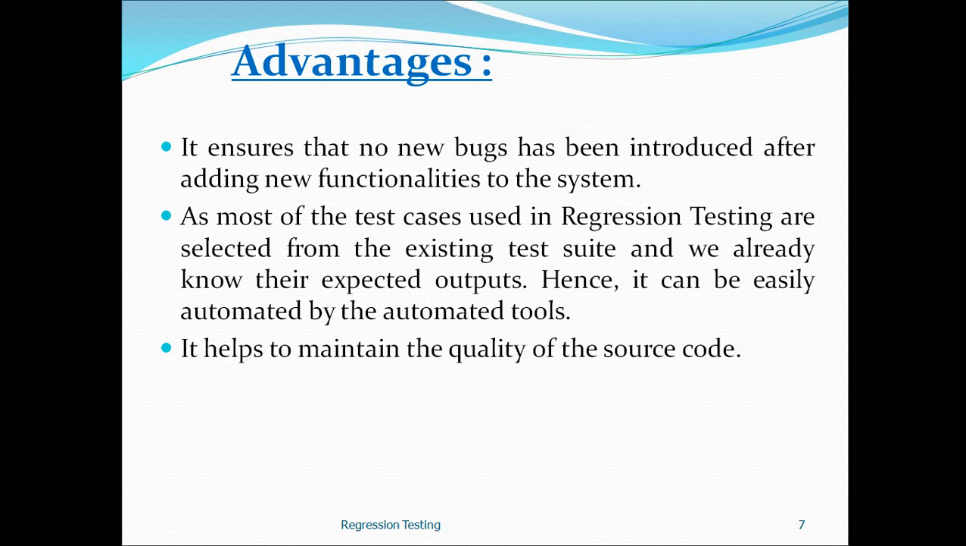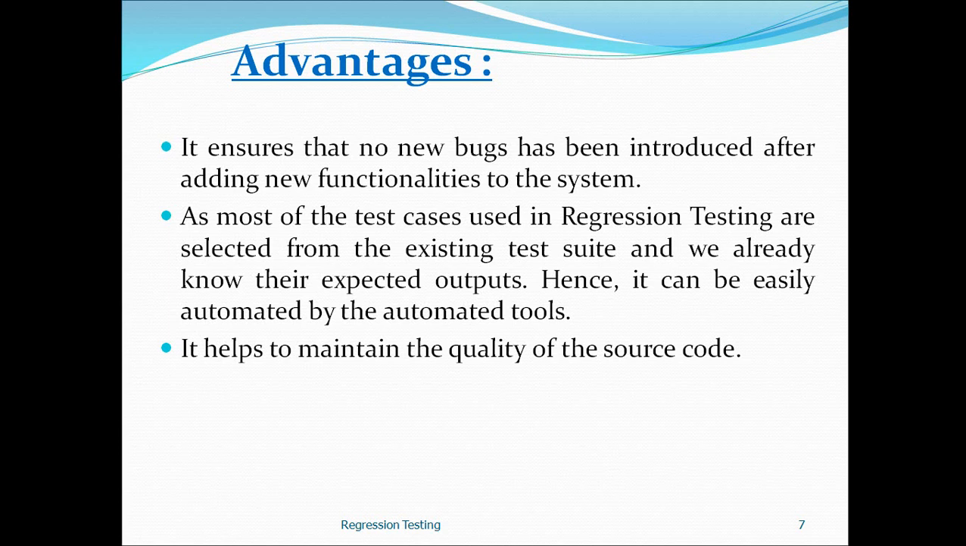Now we come to the next point, the advantages of the regression test. It ensures that no new bug has been introduced after adding new functionality to the system. So it is very important, because when we add new functionality, when we add buttons, icons, menus, or the requirements of the user, some new bugs may be introduced, and the developer ensures that no new bugs have been introduced after adding this new functionality in the system. So this is a very important advantage.